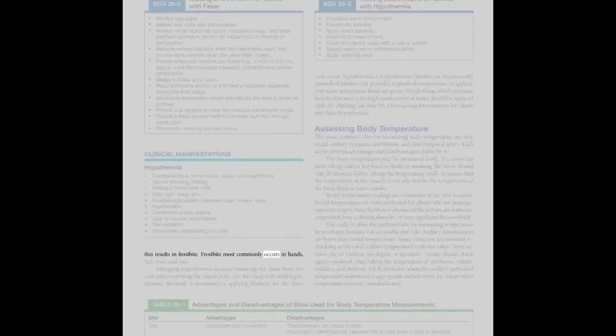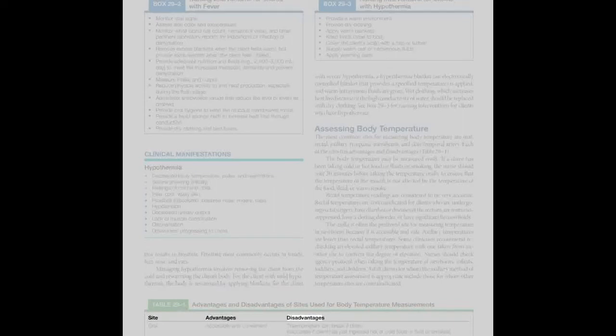Frostbite most commonly occurs in hands, feet, nose, and ears. Managing hypothermia involves removing the client from the cold and rewarming the client's body. For the client with mild hypothermia, the body is rewarmed by applying blankets for the client.